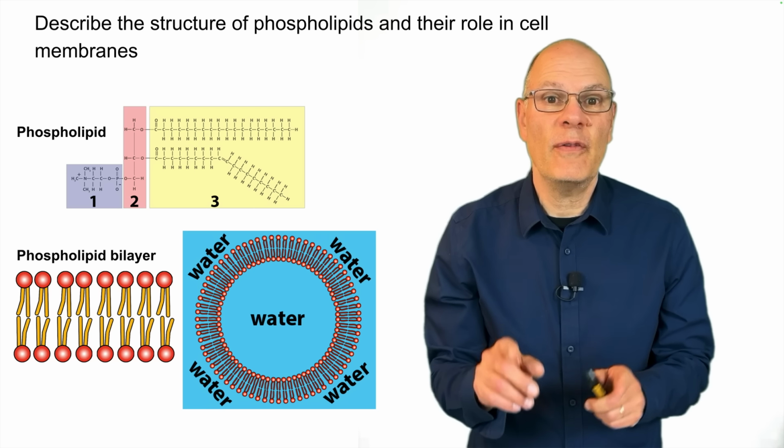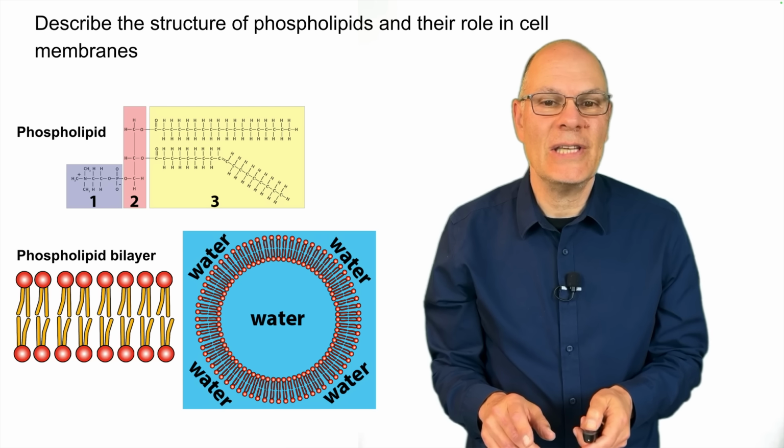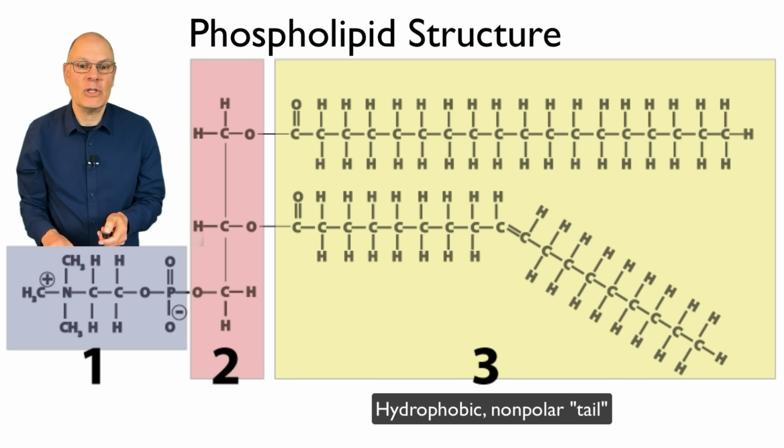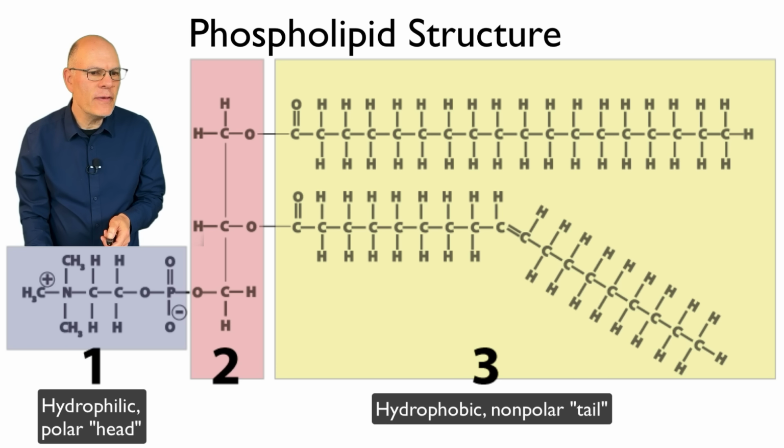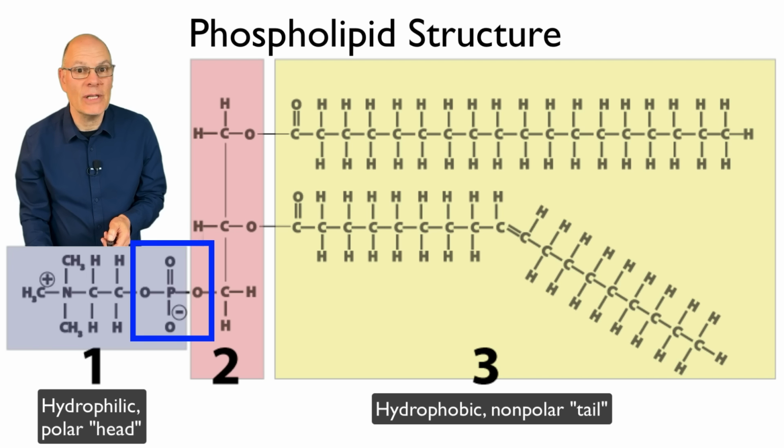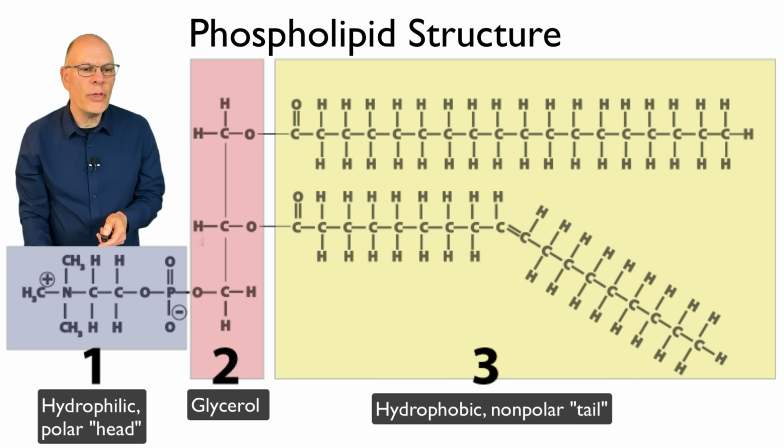Describe the structure of phospholipids and their role in cell membranes. Phospholipid structure, there's a hydrophobic nonpolar tail region. Here's a representation. There's a hydrophilic polar head. Notice that the head has this phosphate group over here with its negative charge. The whole thing is held together by this 3-carbon molecule called glycerol.